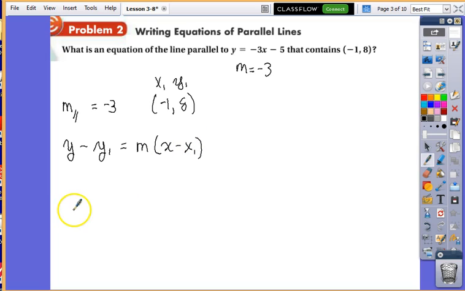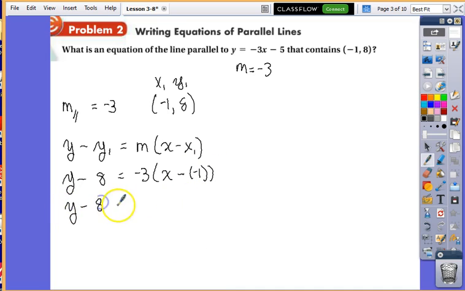All right, so what I'm going to do is substitute in all of the known values. y remains a variable, y1 gets an 8, slope is -3, x remains a variable, x1 gets a -1, and then when I simplify that, that's going to be y minus 8 is equal to -3 times (x plus 1). So that's the equation of the line in point slope form.